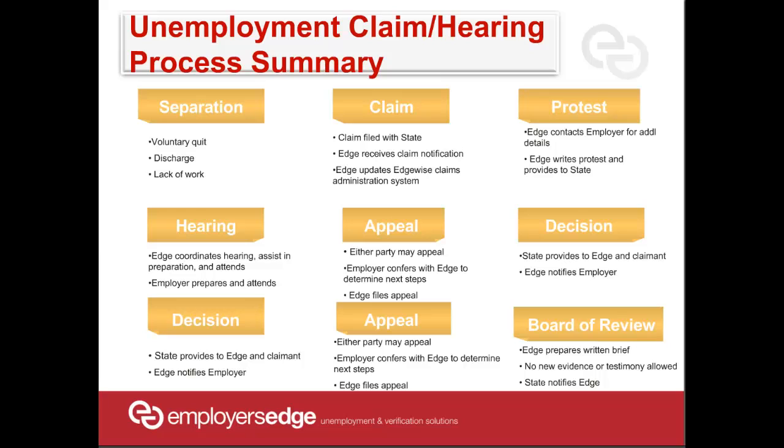The EDD then punches in that Social Security number and they say, look at there, this person works for Employers Group or in care of Employers Edge. That unemployment claim then is sent to Employers Edge here in Denver, Colorado. The unemployment claim comes into my mailroom, and that claim is then scanned and imaged in my mailroom.